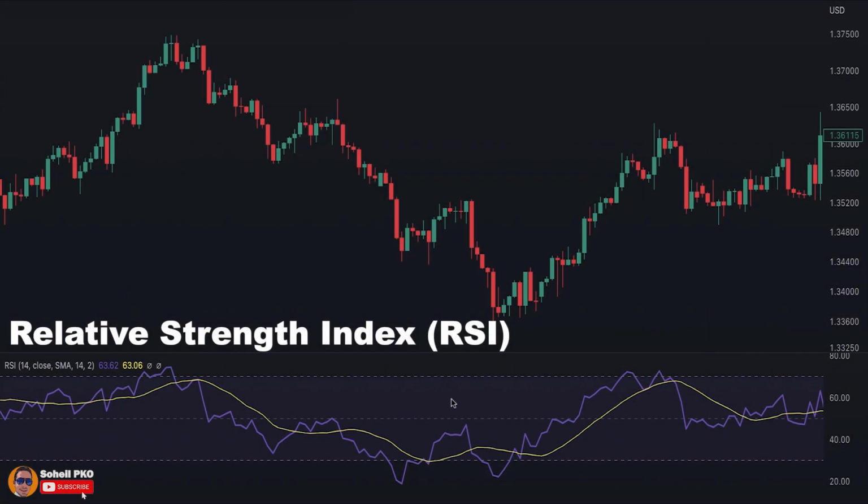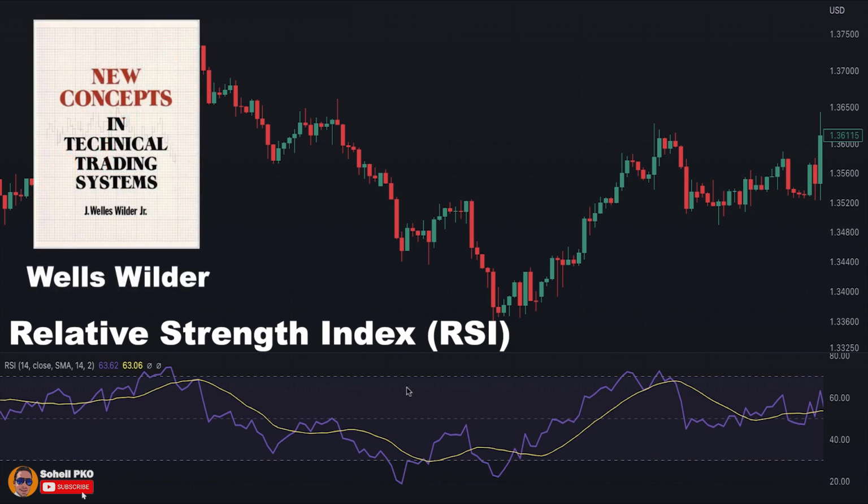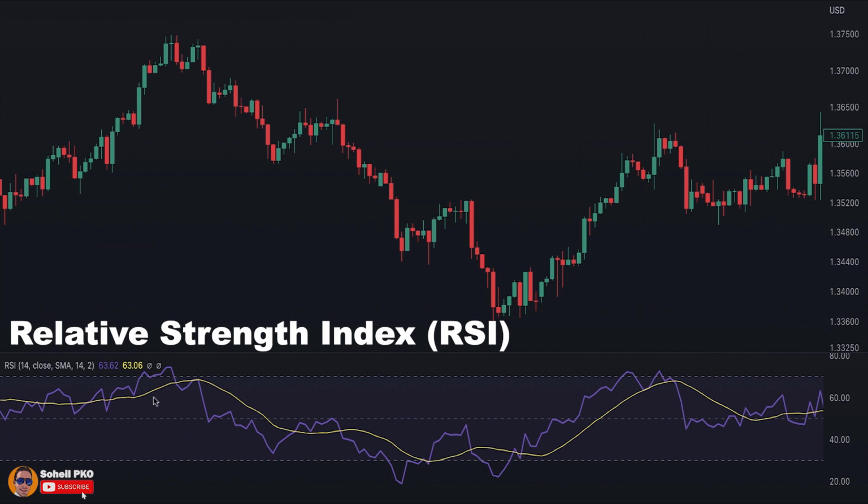Relative Strength Index, or better known as RSI, is one of the most popular tools in technical analysis that was developed by J. Wells Wilder and introduced in his 1978 book New Concepts in Technical Trading Systems. RSI is a momentum oscillator, and it's generally used to measure the change in price momentum. RSI is commonly used to determine overbought and oversold levels of the market.